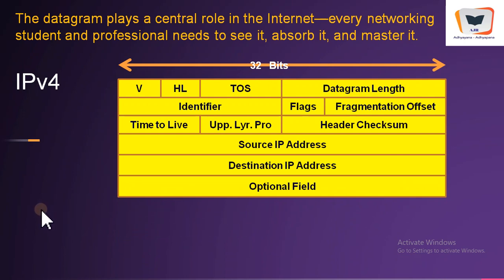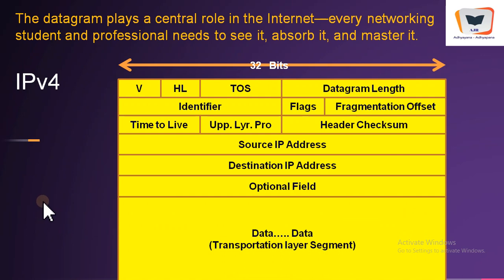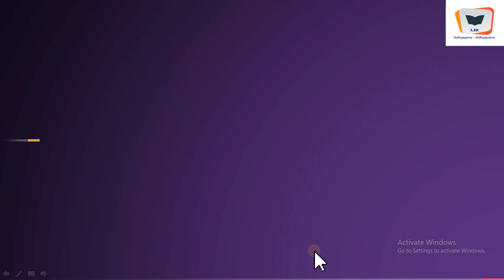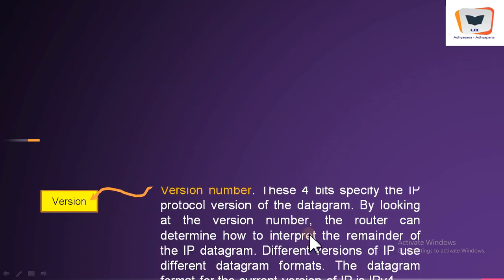Then there is a facility for an optional field, and finally it is data, that is the data portion or the message portion, which is typically the transport layer segment, encased or enveloped in this particular portion. And we will explain each individual field at greater length.